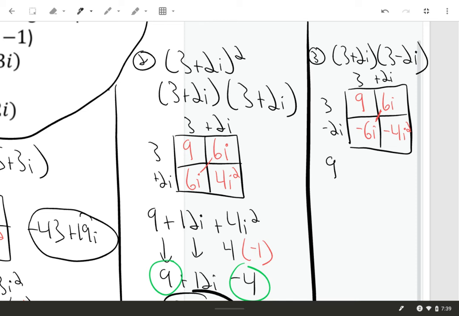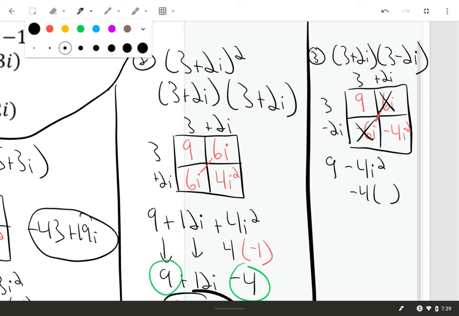All right, and if we put everything together, we end up with 9. And then what happens here? I have 6i and -6i. 6i and -6i actually cancel each other out. So I end up with 9 minus 4i squared, which of course I can now simplify since i squared is equal to -1.